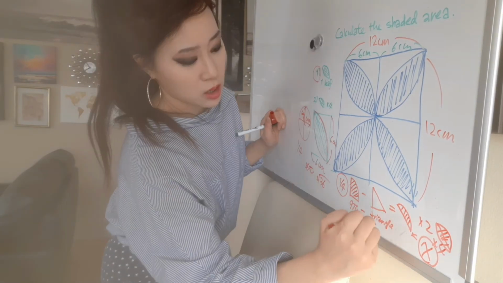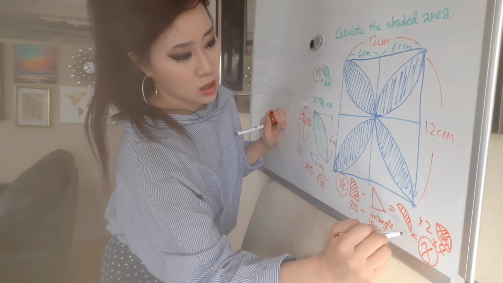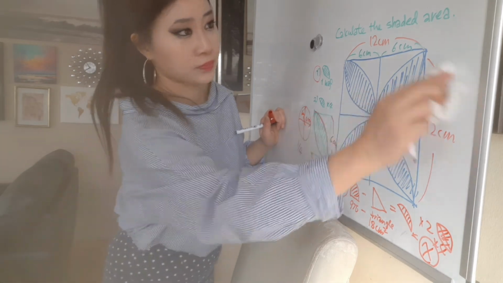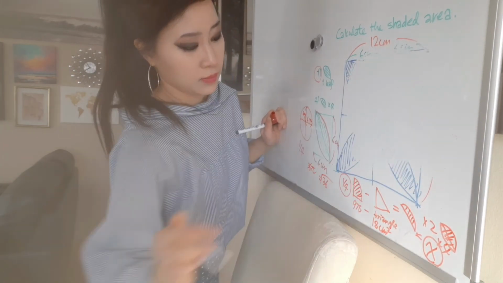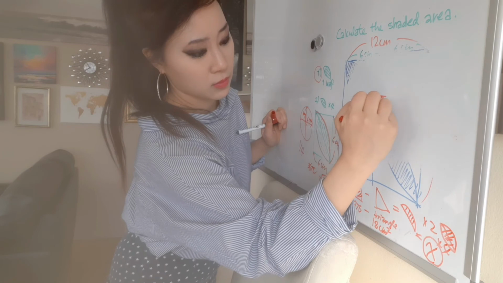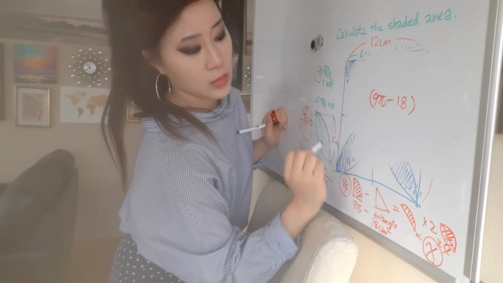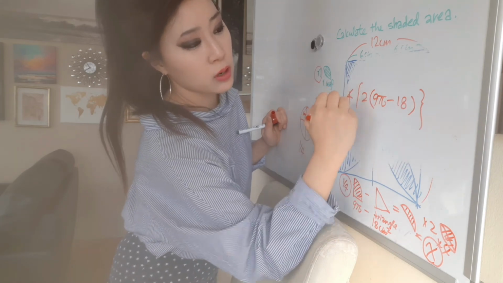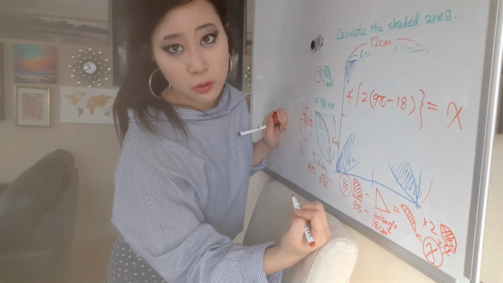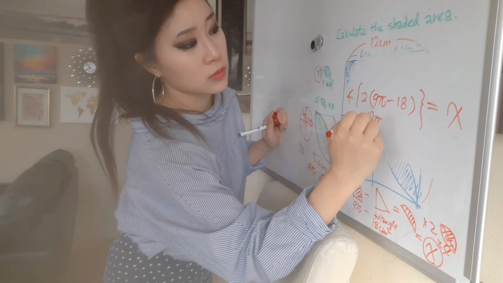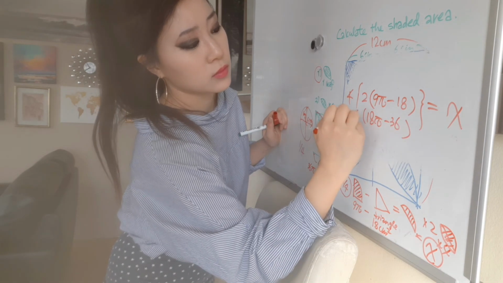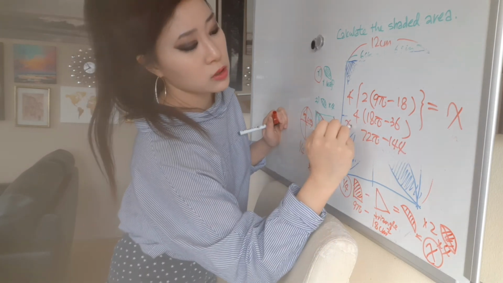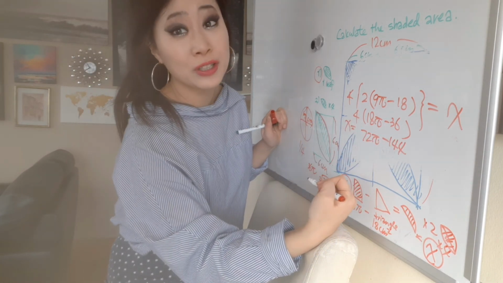All right. And this. So the calculation will be times 2, times 4 will be the answer we're looking for. So x equals 72 pi minus 144.